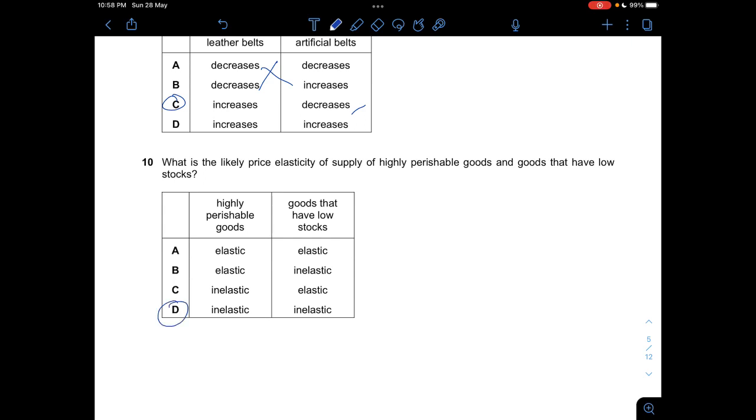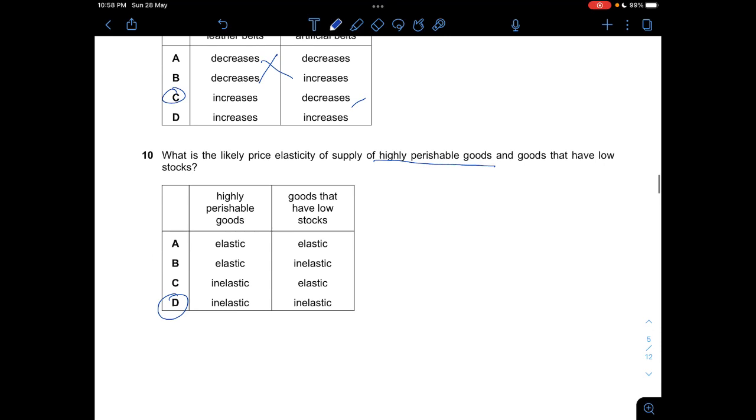Because if the good itself is highly perishable, the item cannot be stored for a very long time, so it's inelastic. The producer is very unresponsive to a change in price. And then goods that have low stocks would also be inelastic because the producers cannot respond to a percentage change in price. So both of them will result in PES as inelastic.